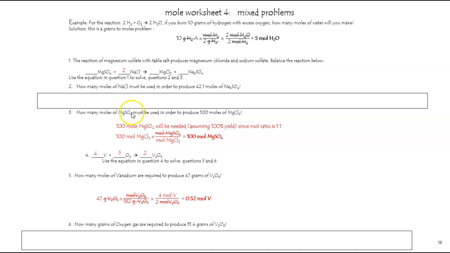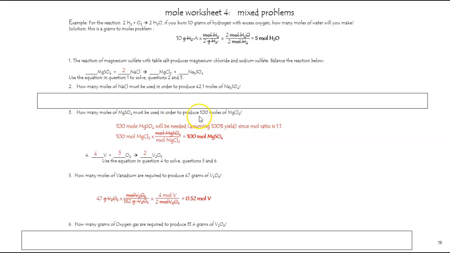How many moles of magnesium sulfate must be used in order to produce 100 moles of magnesium chloride? They must be referring to this question. Whoever wrote this should have indented this to make sure you know you're referring to this question, or even said, questions 1 through 3, blah, blah, blah. Somebody didn't do it, and that would be me since I'm the one who wrote this.